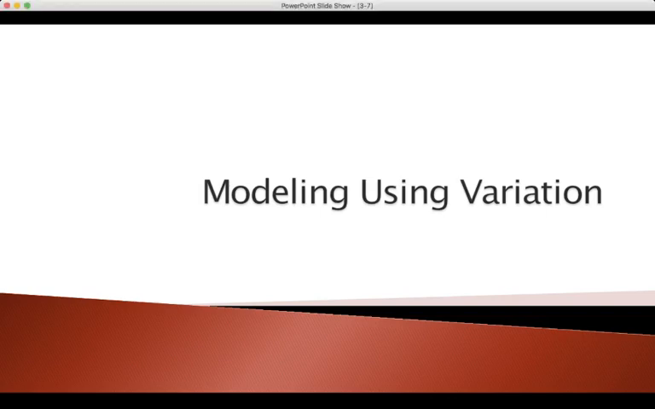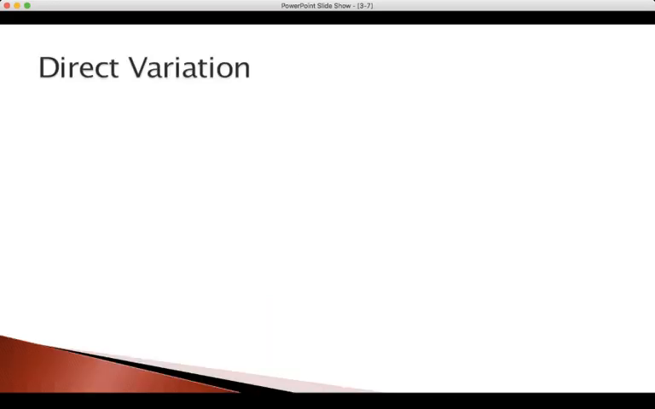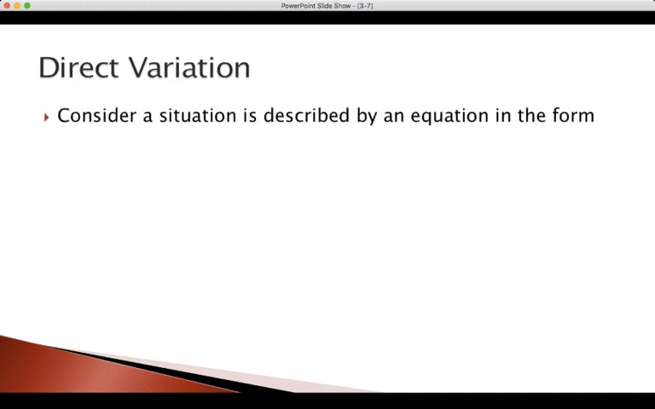Hey everyone, today we're going to be talking about modeling using variation. The first kind of variation we're going to talk about today is something called direct variation.